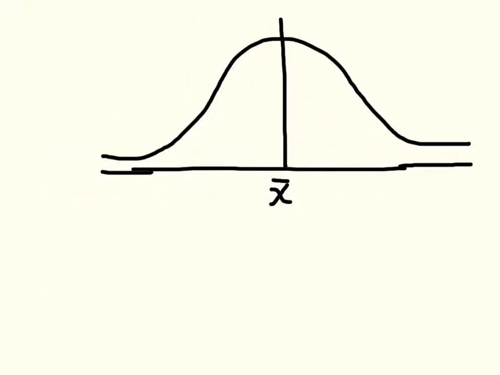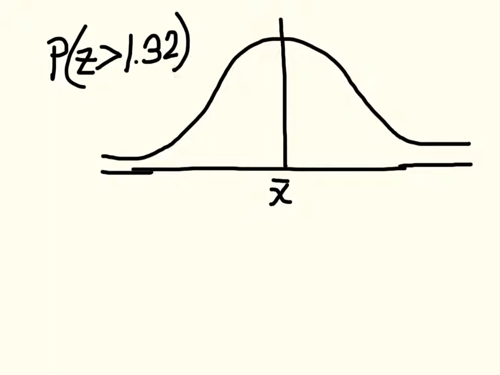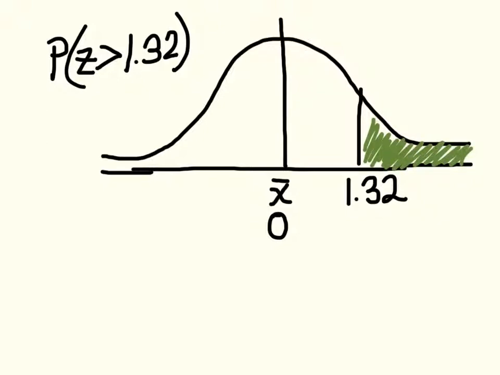Let's work an example. Let's say we want to know the probability of z greater than 1.32. So we've already got everything in z form. We know 1.32 is going to be to the right of the mean because it's a positive 1.32. The mean is 0 when it's already in standard form. So greater than that number is going to be in this part of the curve right here, because greater than is to the right.